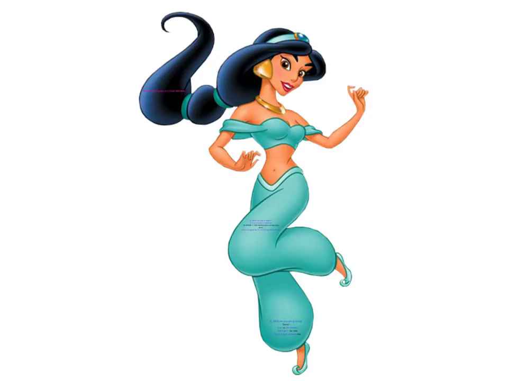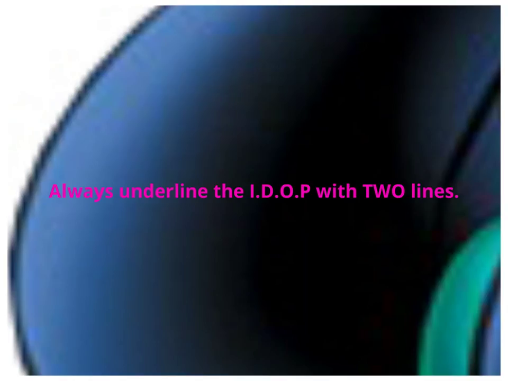So we've got Princesa Jasmine. We're going to zoom in. You're going to always underline the IDOPs with 2 lines. Remember, you underline DOPs with 1, IDOPs with 2.